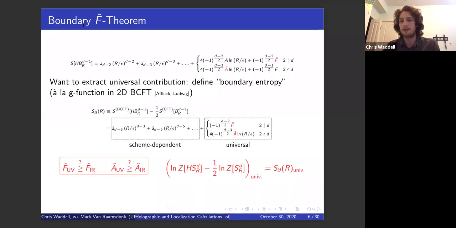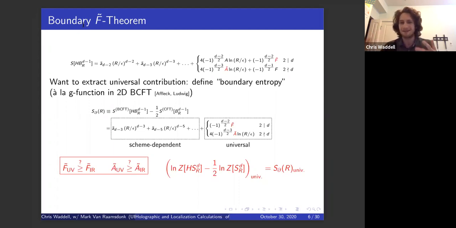And the way to do this, in analogy with the famous g function of 2D BCFT, is to define a boundary entropy by an appropriate subtraction. Namely, we take this half-ball entanglement entropy from the BCFT and we subtract some contribution which corresponds to the entanglement entropy of a ball-shaped region in the original CFT.